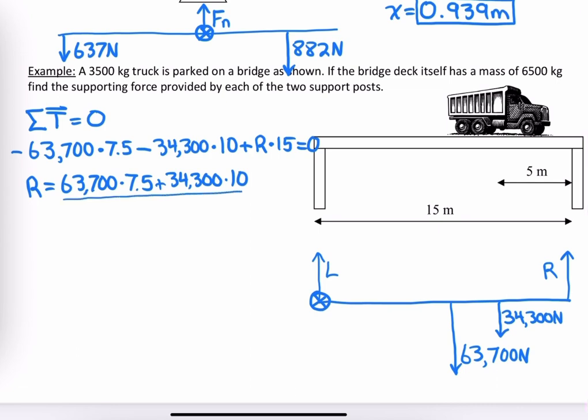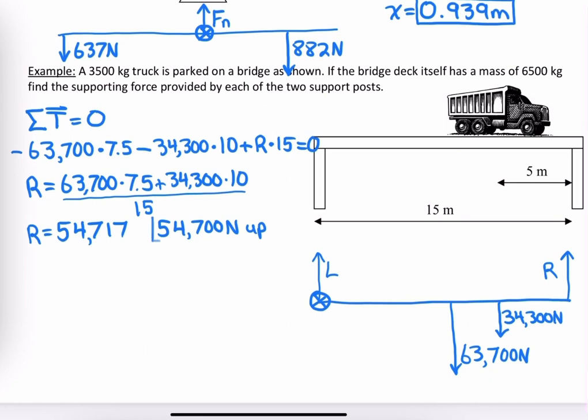Divide that all by 15, and I get R equals 54,717. Or if I round to 3 sig figs, we'll just call that 54,700 newtons, and that support is pushing up.